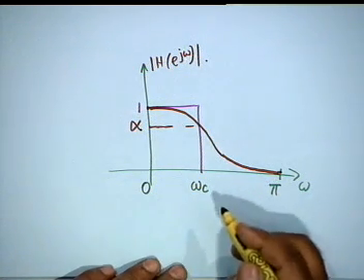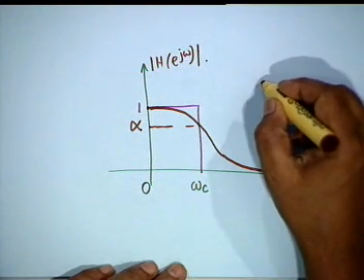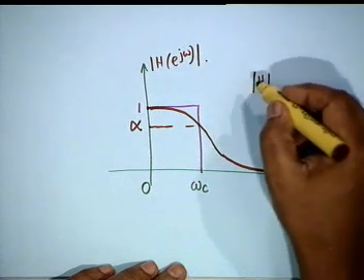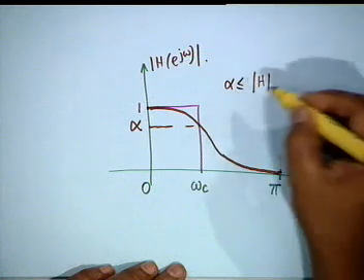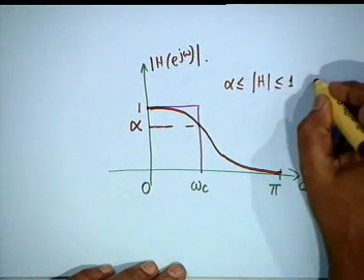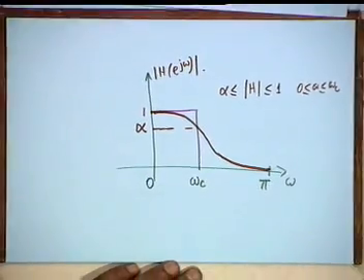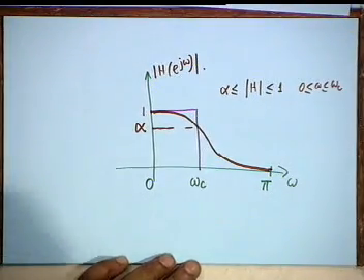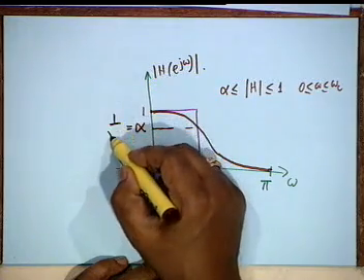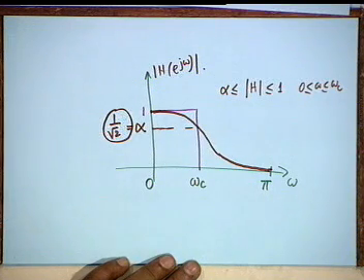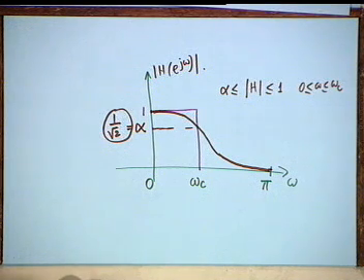Omega c, the cutoff frequency, is defined as magnitude h lies between alpha and 1, for 0 less than or equal to omega less than or equal to omega sub c. This is the cutoff frequency, and alpha traditionally is 0.707 or 1 by root 2, because 20 log 10 of 1 by root 2 is minus 3, and the usual characterization that we take is 3 decibel cutoff.